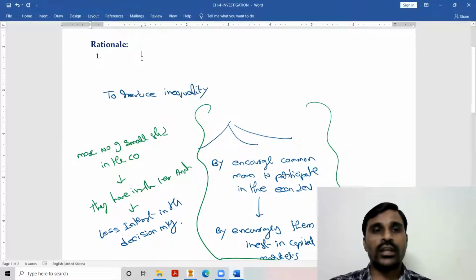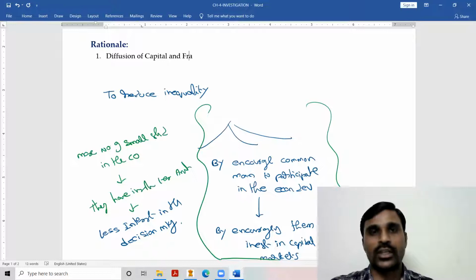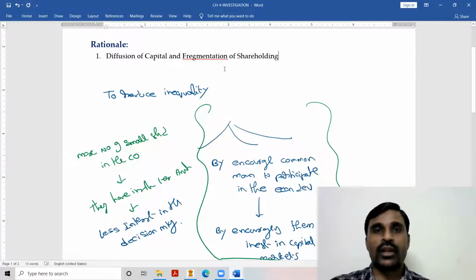So one of the reasons is diffusion of capital and fragmentation of shareholding. This is one of the reasons.